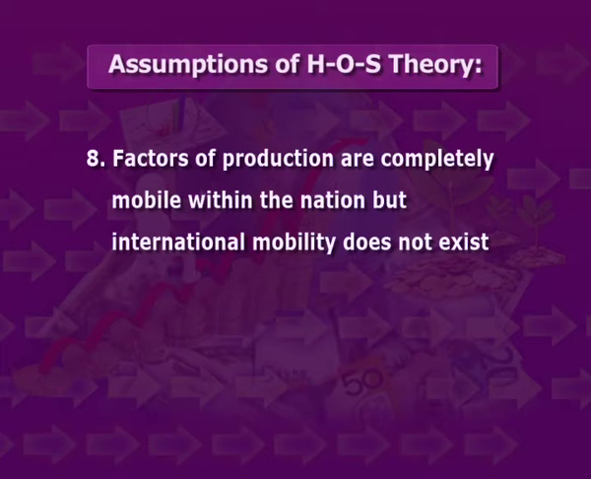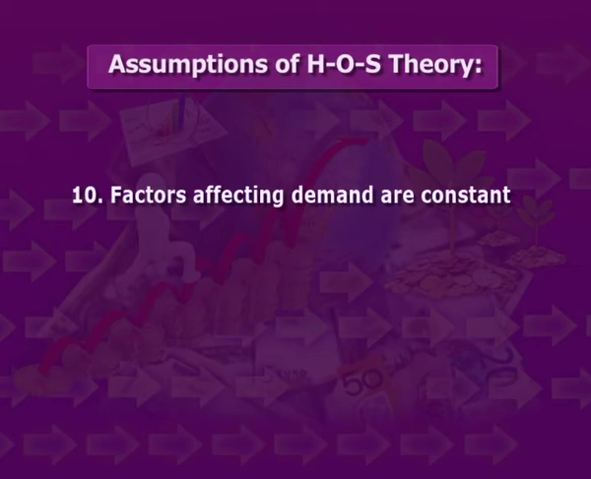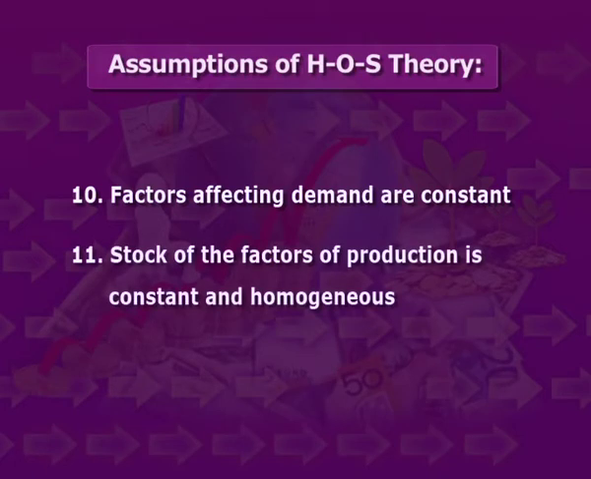We can say that one laborer can move from Mumbai to Ahmedabad, but he or she cannot move from Mumbai to New York. The production functions of the two goods are different, but they are the same in both nations. It means that the production function of good X is the same in both nations and the production function of good Y is the same in both nations, but the production functions of X and Y are different. Factors affecting demand like taste, preferences and income are constant. The stock of the factors of production in both nations is constant. They are homogeneous. The assumptions are the same as those we made in the HO theorem.